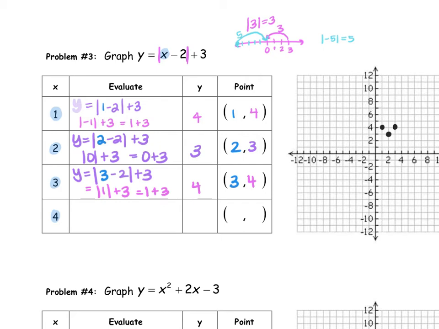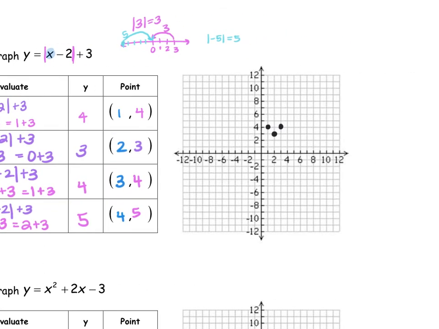Plugging in that last x value, we have y equals the absolute value of 4 minus 2 plus 3. 4 minus 2 is 2, so absolute value of 2 plus 3. The absolute value of 2 is 2, plus 3 is 5. So when we plug in 4, we get a y value of 5, and when we plot that point, 4, 5 is right here.